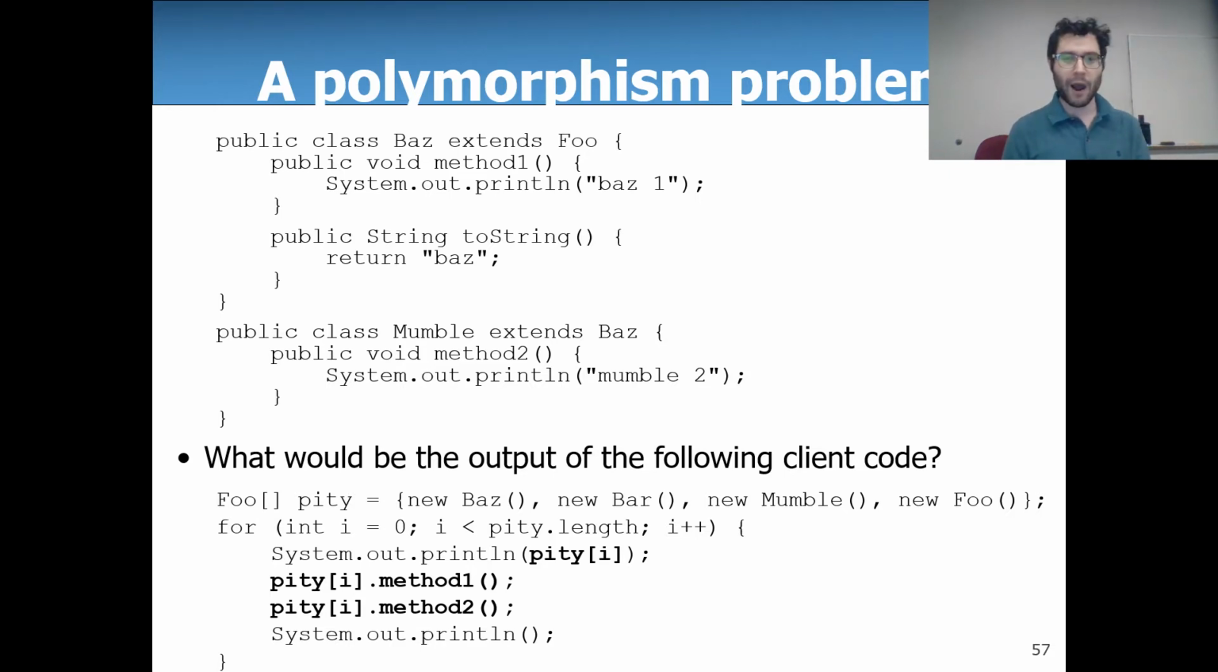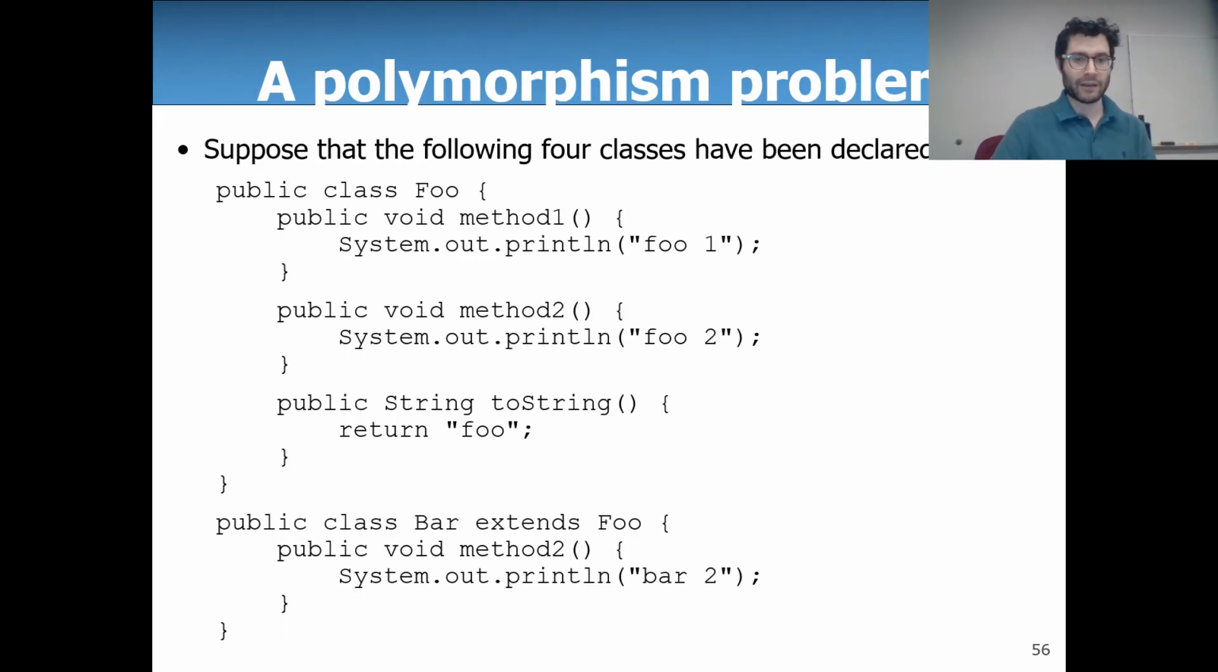Okay. So bar, on the other hand, so it's the toString method, method 1, method 2. Bar is going to go, sorry, I don't have a toString method, so I'm going to use my parent. So I'm going to go foo. Method 1, I don't have a method 1, so I'm going to use my parent, which is foo1. And then I have my own method 2, so I'm going to print out bar 2.